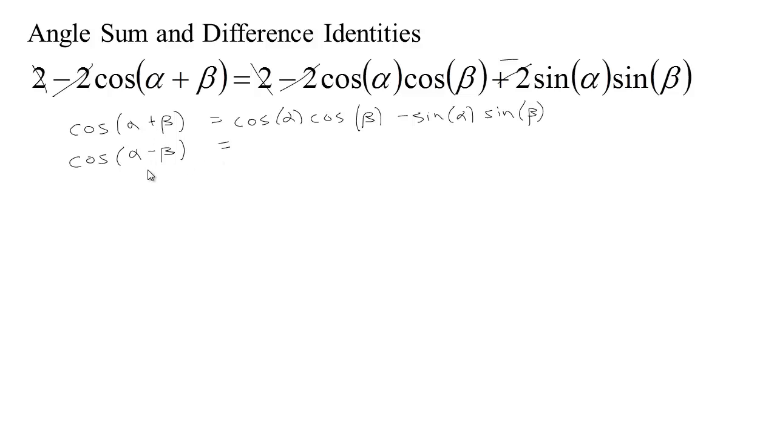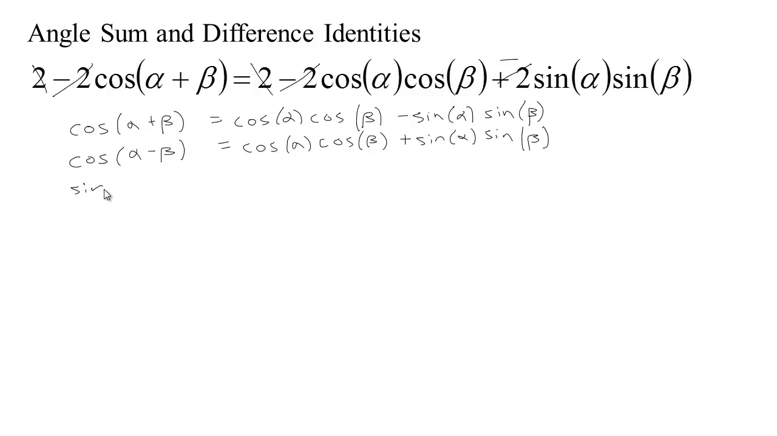If you replace the plus with minus, you could think of this as alpha plus negative beta, and just replace the betas with negative beta. You'll get this identity. Cosine absorbs the negative, so you still have cosine alpha, cosine beta, but the sine passes the negative through, so you get sine alpha, sine beta.